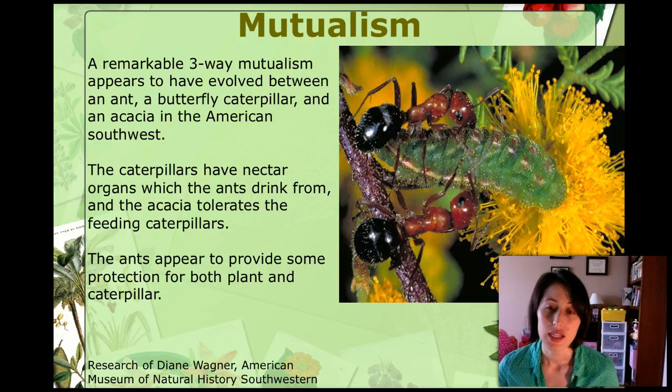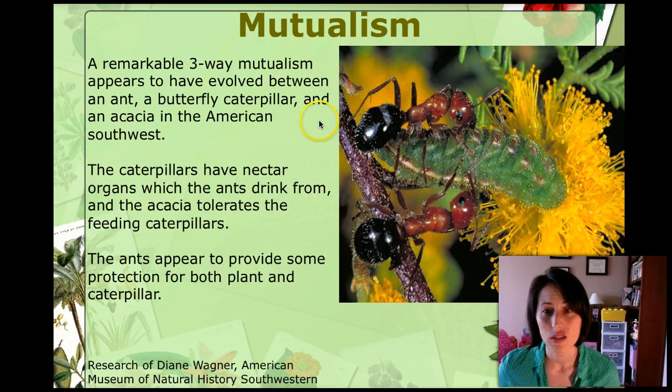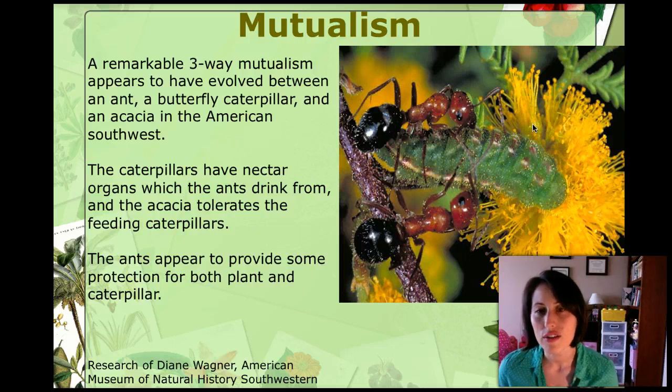Mutualism is, like I said, where there's 2 organisms that have a relationship together. In this case, the one that I'm showing you is actually a 3-way mutualistic relationship. And what we see here are some ants. They're actually some stinging ants. This is a butterfly caterpillar. And then we have, I call it an acacia tree. I've heard it being pronounced like 5 different ways. I call it acacia tree.